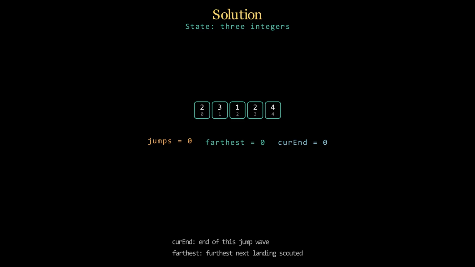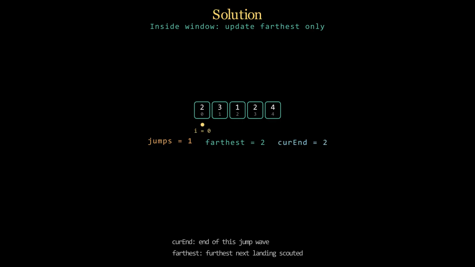We initialize jumps to 0, and both current and farthest start at index 0. Place i at index 0. The value is 2, so from here you could land as far as index 2. Update farthest to 2. Now i equals current, both at 0, so we must commit a jump, increment jumps to 1 and snap current forward to farthest, which is 2. Everything from index 1 through 2 is what we explore next.